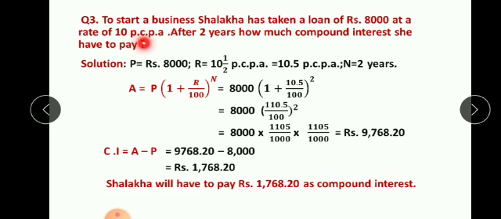10 and half in the question. 10.5% per annum it is given, and it is equal to 10.5. 10 and half means what? 10.5% per annum. And N is equal to what? It is 2 years. Okay. So here also we will use the formula for amount. Which formula? Amount is equal to A is equal to P into 1 plus R upon 100 to the power N. Now substitute the value.